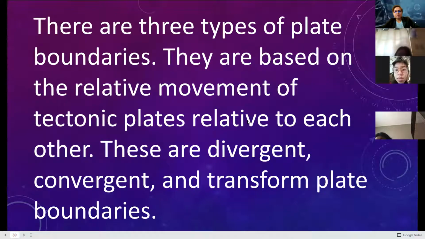There are three types of plate boundaries. Again, they are based on relative movement of tectonic plates in relation to each other, okay? These are divergent, convergent, and transform boundaries or plate boundaries, okay?